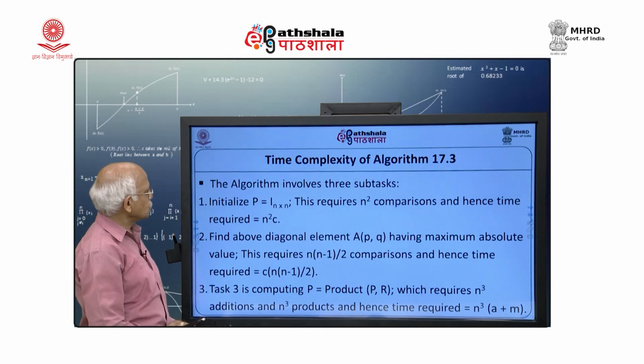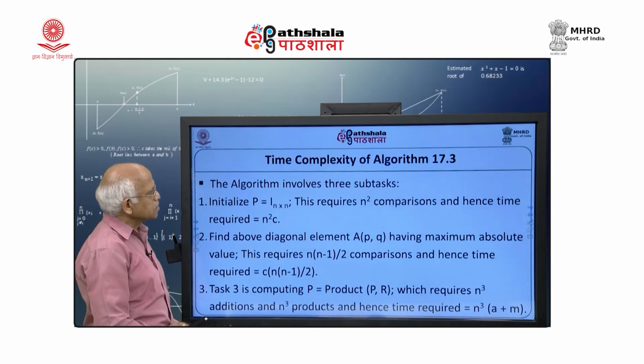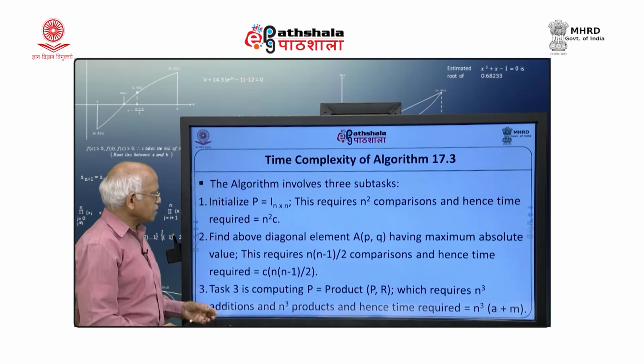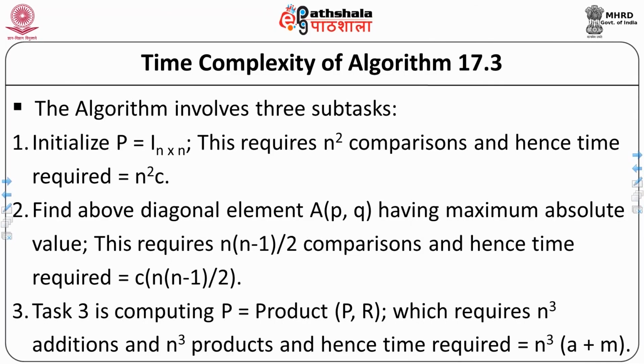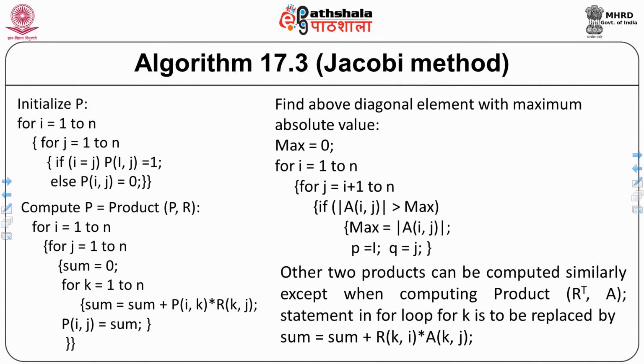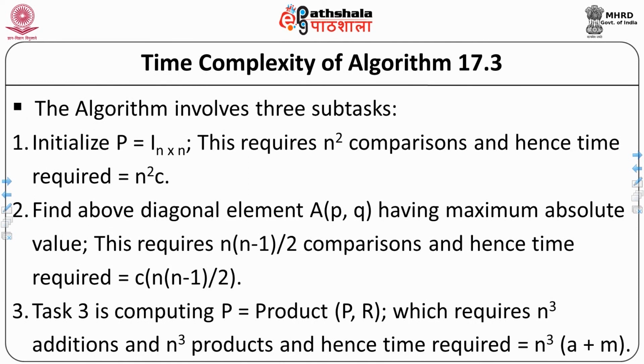If you want to find the time complexity, then initializing the n cross n matrix requires n square comparisons, and hence time required will be n square c. Finding the above diagonal element A p q having maximum absolute value requires n into n minus 1 by 2 comparisons, and hence time required will be c times n into n minus 1 by 2, because we are doing comparisons all the time. Then task 3 is computing the product P R, which requires n cube additions and n cube products, and hence time required will be n cube into a plus m.